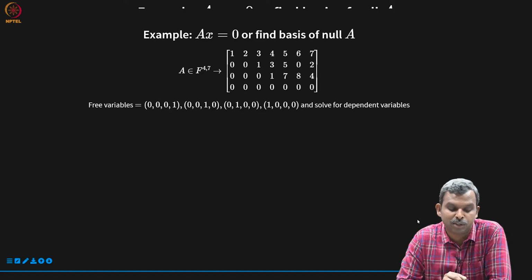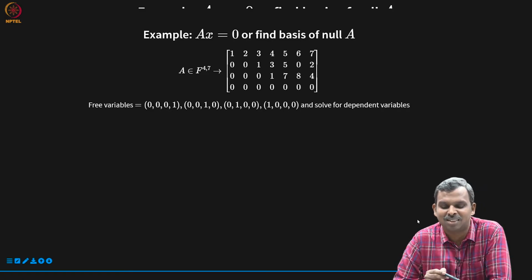You have free variables, 4 of them in number. So you assume in the first case that the free variables will take values 0, 0, 0, 1. And 0, 0, 1, 0, 0, 1, 0, 0, 1, 0, 0, 0. I mean, technically you can assume these to be any 4 linearly independent length 4 vectors. I am simply taking them to be standard bases. That's very common. Okay, so you take them like this.